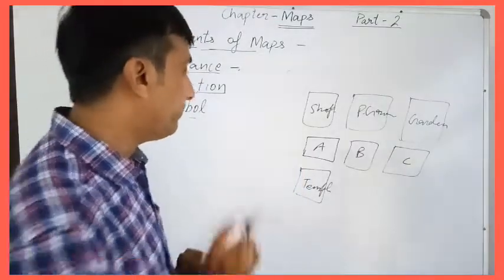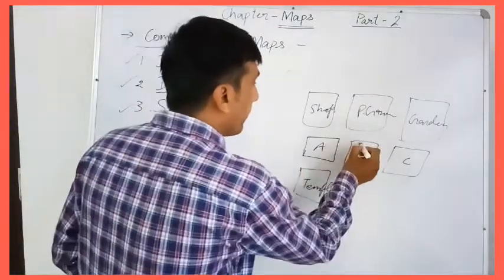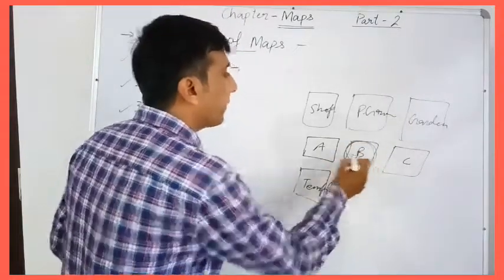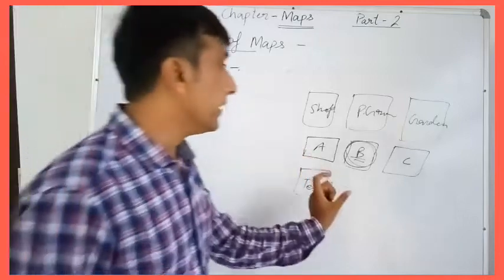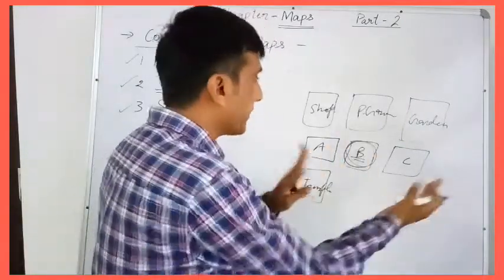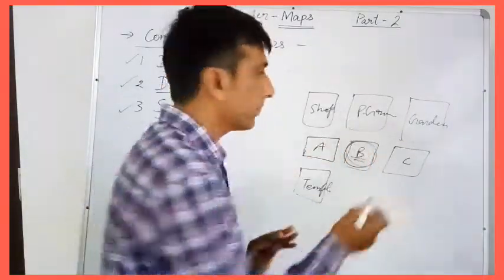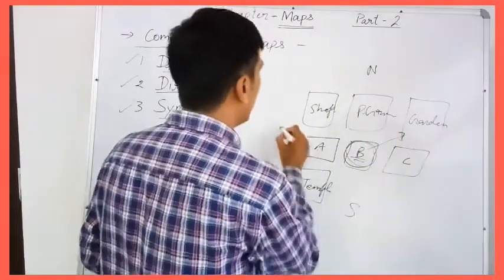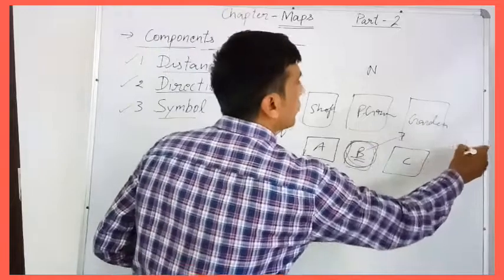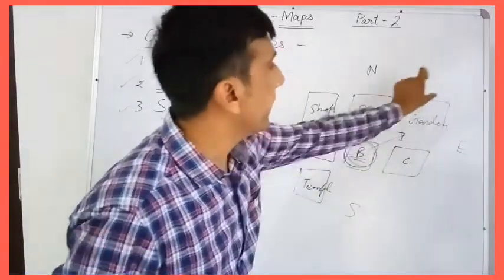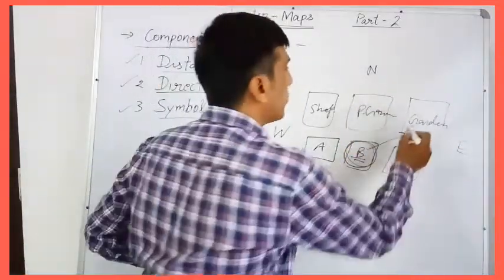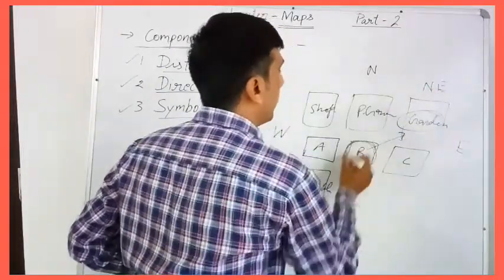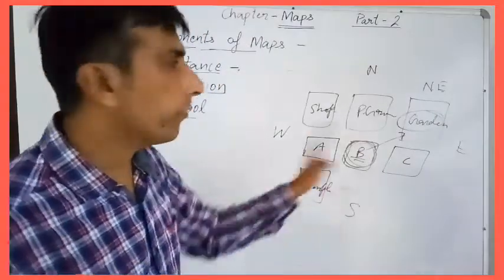For example, if you point to the house of person B, the garden is located in which direction of house B? This direction. This is north, this is south, this is west, and this is east. So this direction is northeast. Understand? So the garden is situated to the northeast of the house of B.